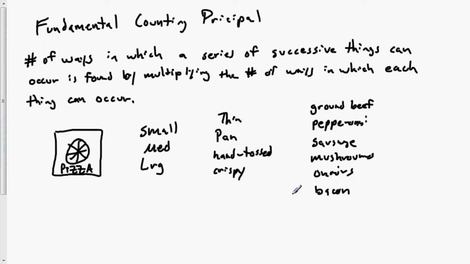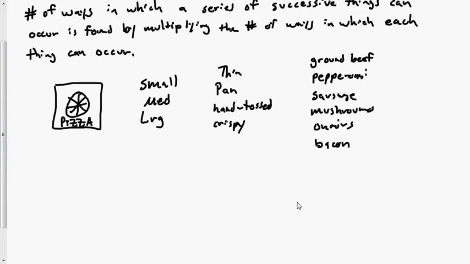All right, so if these are all the ways that you can order pizza, how many different one-topping pizzas are available? How many different ways can you order a one-topping pizza? Okay, so the fundamental counting principle tells us that the number of ways in which a series of successive things can occur is found by multiplying the number of ways in which each thing can occur. How many sizes do I have? I have three different sizes. How many different crusts do I have? I have four different types of crusts. How many different one toppings do I have? Two, three, so I've got six one toppings.